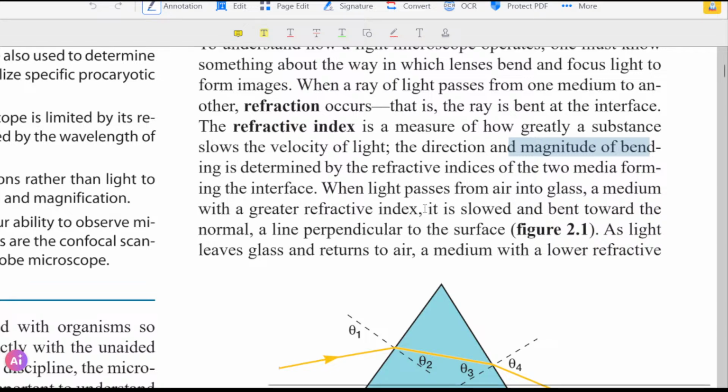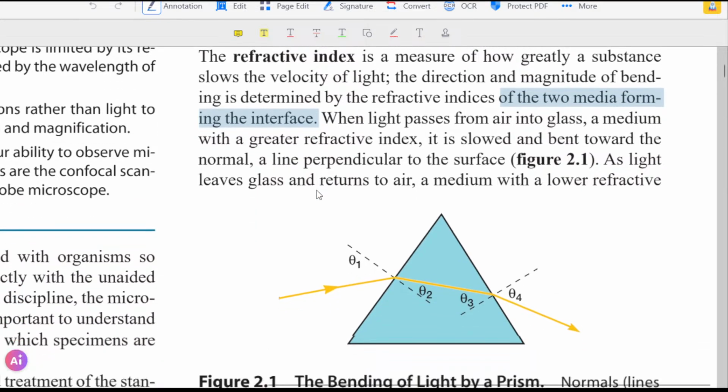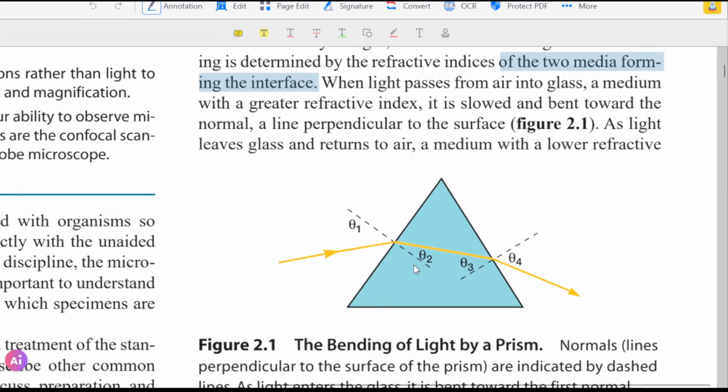It is a measure of how the substance slows the velocity of light. So how the velocity of light slows is determined by the direction and the magnitude of the bending. And that is in turn determined by the two media forming the interface, right? The bending of the light, the angle, the direction, it can bend this way, this way, and that way, right? Three kinds of ways. It is determined by what the medium is.